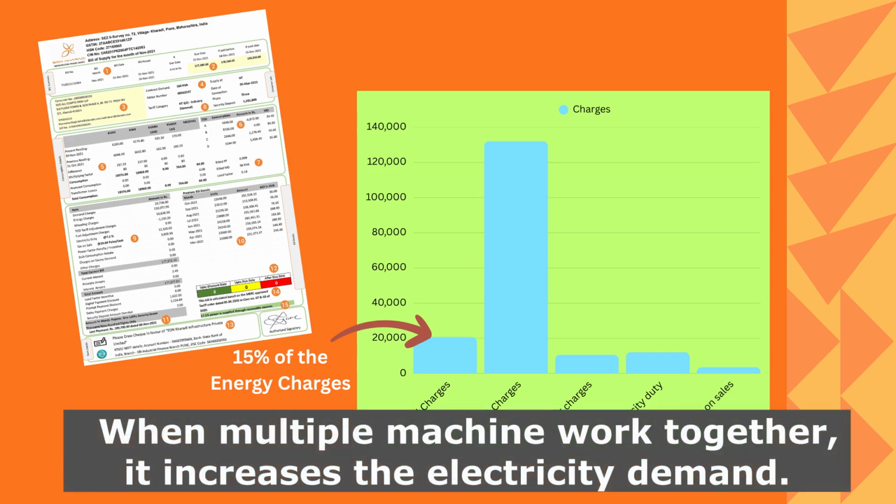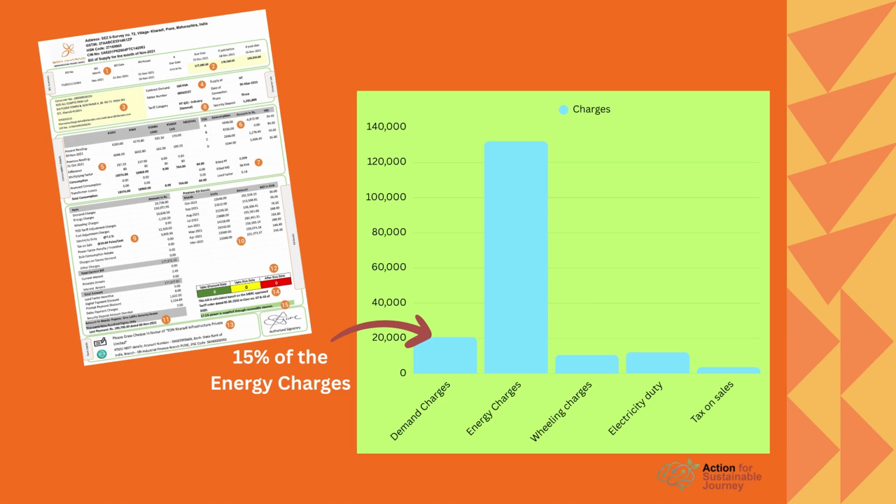When multiple machines run together, the maximum demand, that is kVA, goes up, increasing demand charges. By operating machines at different times, if possible, MSMEs can keep the peak demand within limits and prevent penalties. That way, you save money even if the total power consumption is the same.